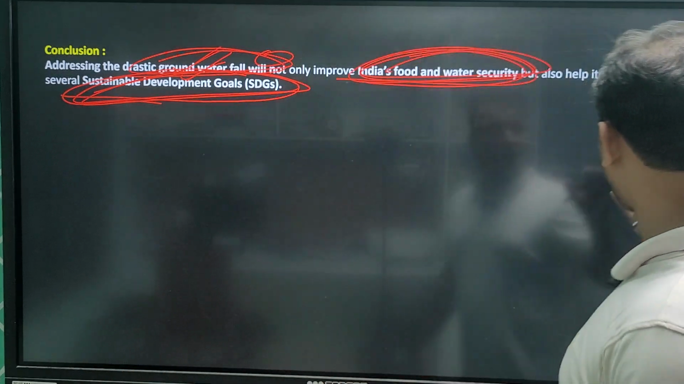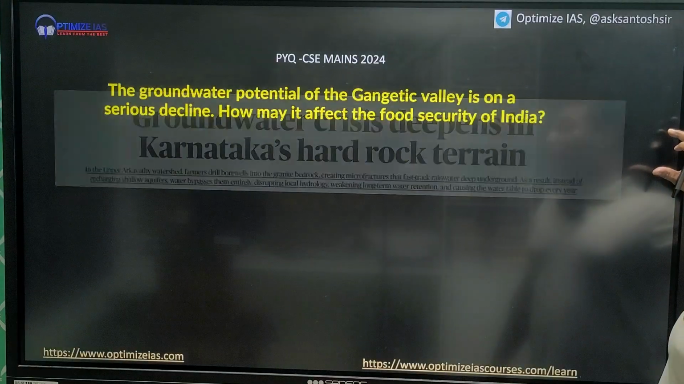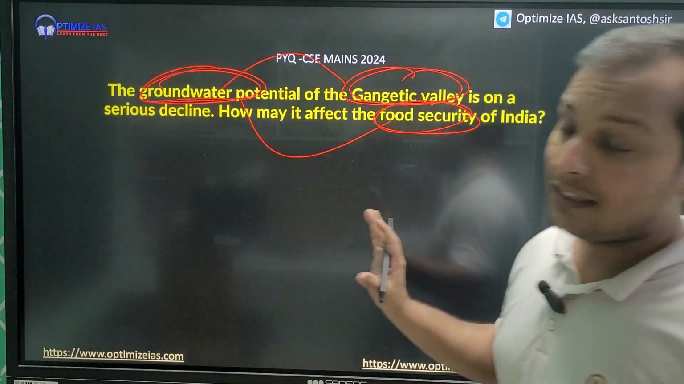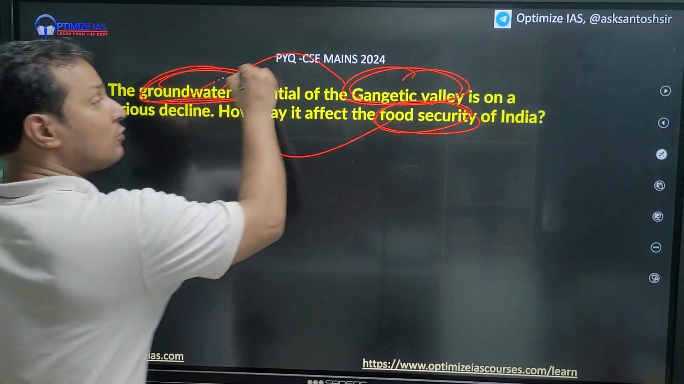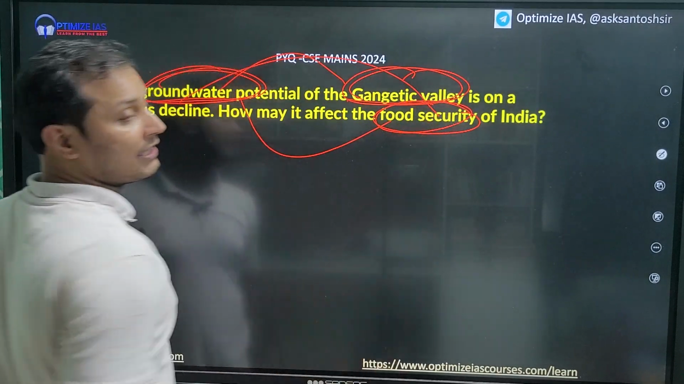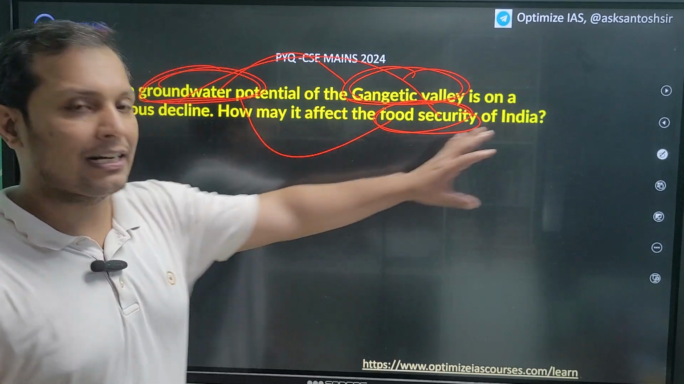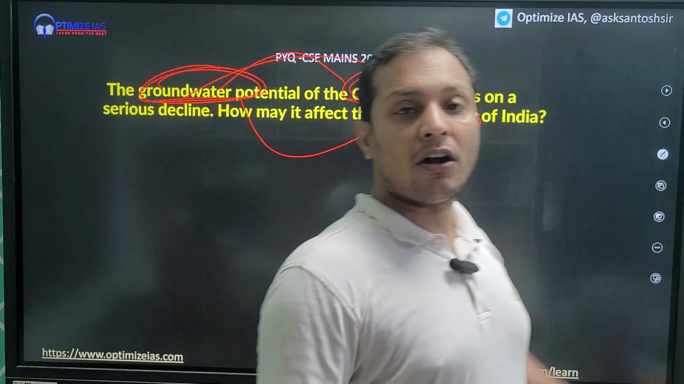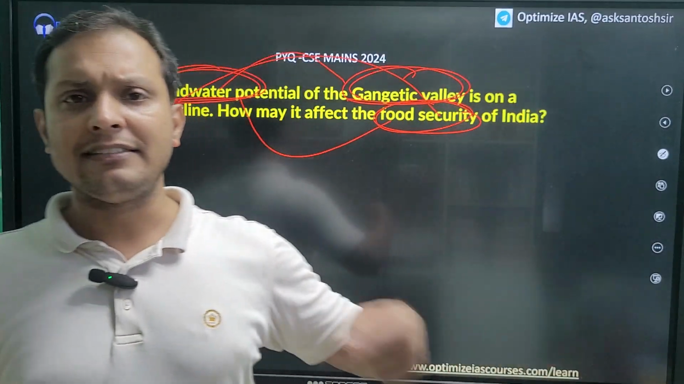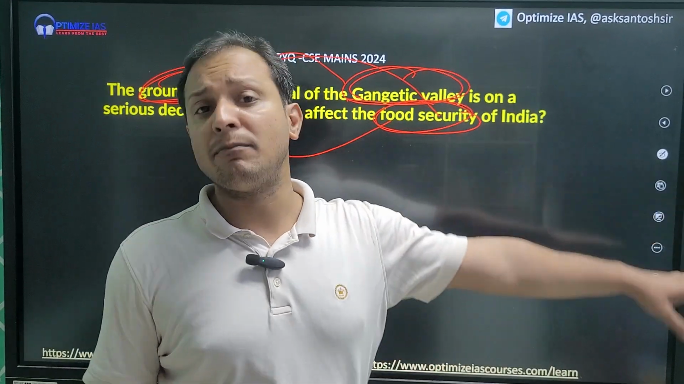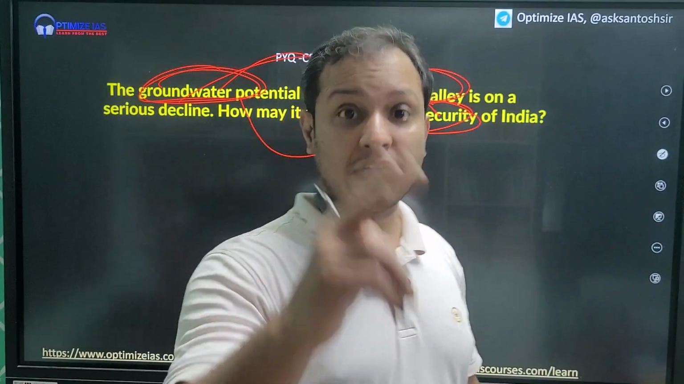So first of all, what we have to learn is to write a good introduction. Guys, introduction is the key. Many aspirants will not be able to link the groundwater with food security in the Gangetic Valley. They will directly start writing what are the causes or how the groundwater fall is impacting the food security. They will directly jump there. If you directly jump there, you will not get the 2 marks which are given for introduction.